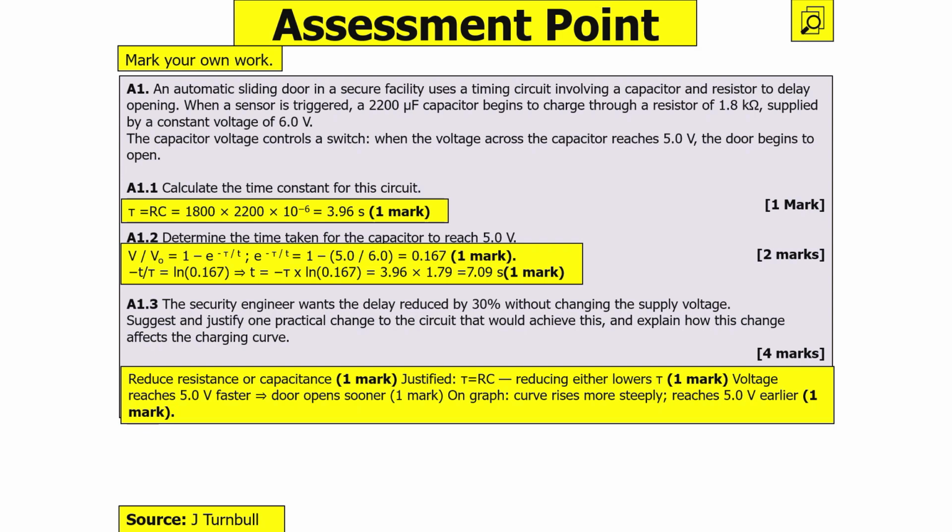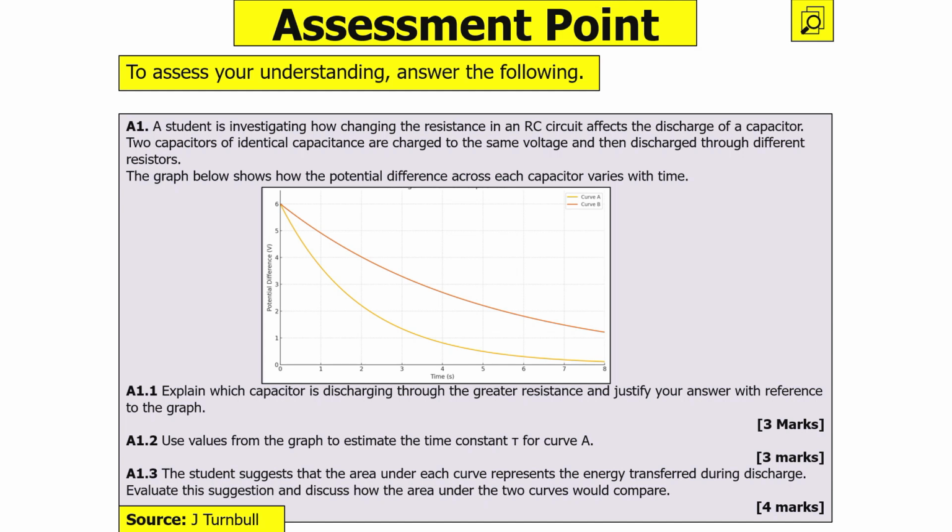A student is investigating how changing the resistance in an RC circuit affects the discharge of a capacitor. Two capacitors of identical capacitance are charged to the same voltage and then discharged through different resistors. The graph below shows how the potential difference across each capacitor varies with time. Explain which capacitor is discharging through the greater resistance and justify your answer with reference to the graph.